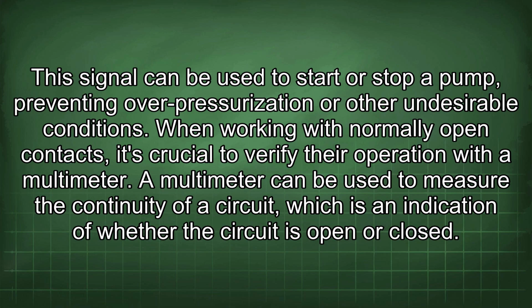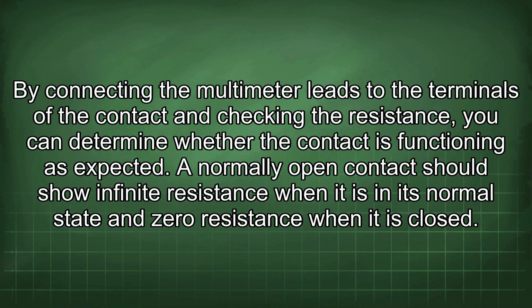When working with normally open contacts, it's crucial to verify their operation with a multimeter. A multimeter can be used to measure the continuity of a circuit, which is an indication of whether the circuit is open or closed. By connecting the multimeter leads to the terminals of the contact and checking the resistance, you can determine whether the contact is functioning as expected. A normally open contact should show infinite resistance when it is in its normal state and zero resistance when it is closed.